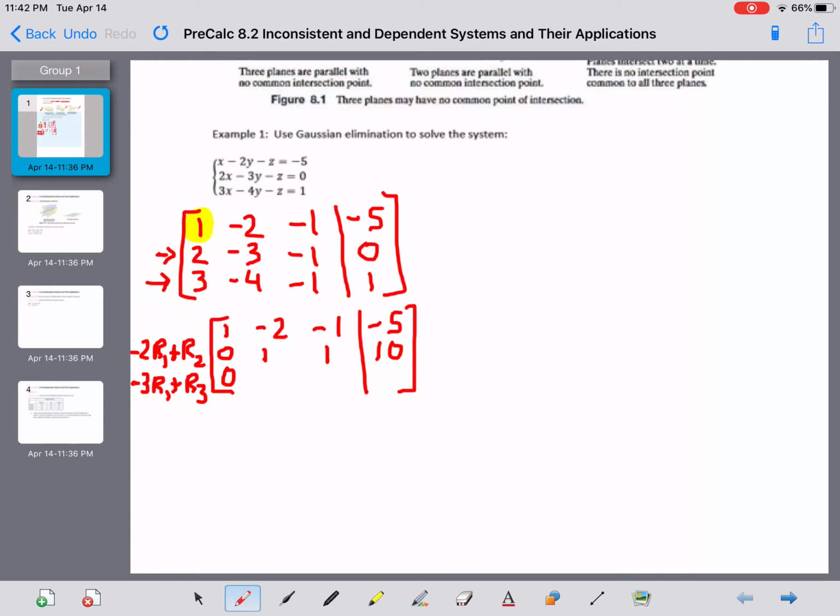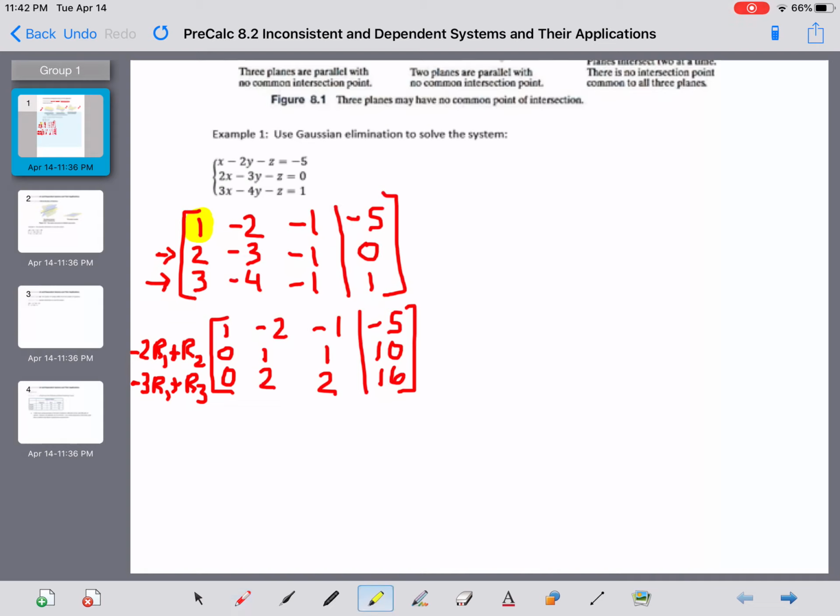My second element, -3 times -2 is +6. Added to -4 gets 2. In my third element, I have negative 3 times negative 1, which is 3. Added to negative 1 is a positive 2. And finally, on my last column here, negative 5 times negative 3 is positive 15. Added to 1 gives me a positive 16.